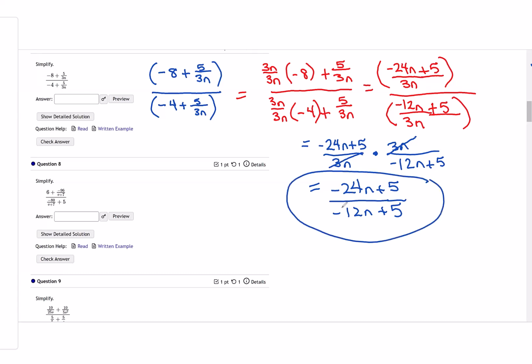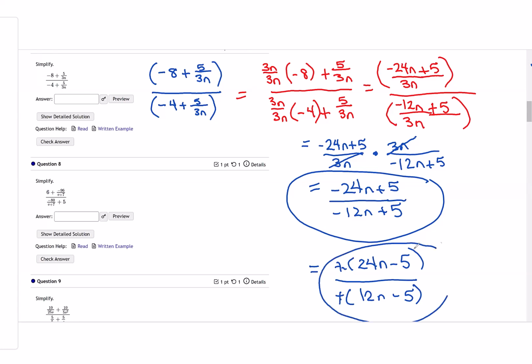I can also factor out a negative. If you don't like that negative as the leading term, I can say this is equal to -24n minus 5 divided by -12n minus 5. And a negative over a negative is a positive. This also is an answer. And then we can cancel the plus with the plus, and we get all of this as a positive number.